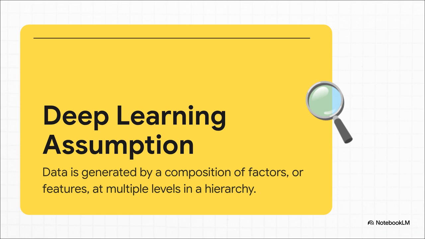It assumes complex data is built from a hierarchy of simpler concepts. I mean, think about a face. Pixels form edges, edges form simple shapes like eyes and a nose, and those shapes combine to form a face. Deep learning is designed to learn this hierarchy of features all on its own.